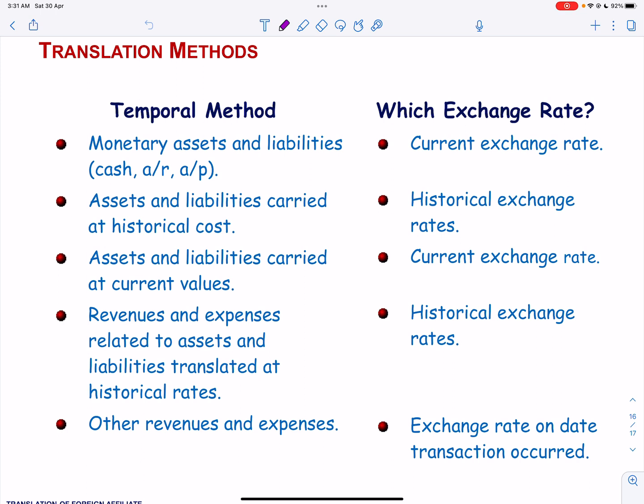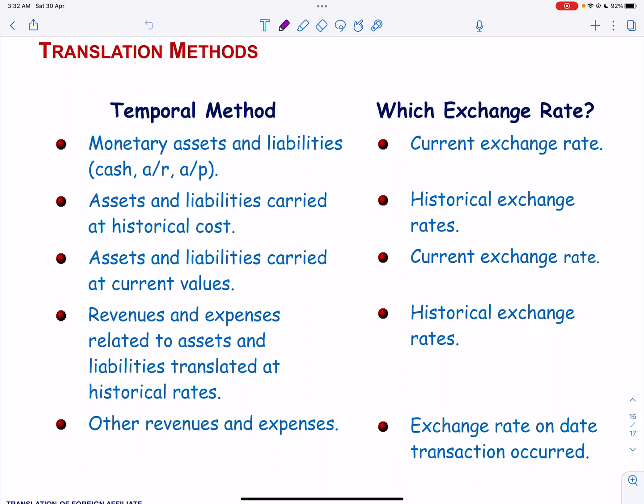Revenues and expenses related to assets and liabilities are translated at the historical rate. For example, in case of a long-term asset, we will have depreciation, which is an expense related to a historical asset, therefore apply the historical rate. In case of converting other revenues and expenses, other than those related to the historical rate, they should be exchanged using the transaction date rate. This is done as the company may not be able to keep track of the transaction date, so the company applies the average rate.